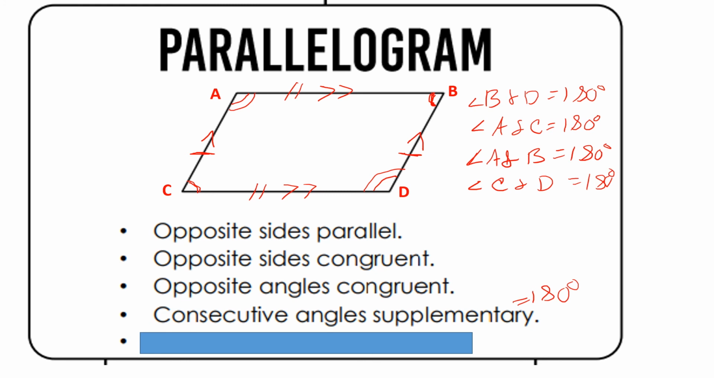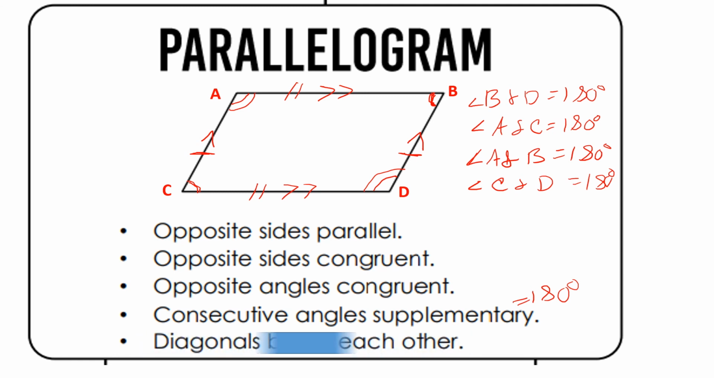So just to put it simply, on a parallelogram, the consecutive angles share a side because they are on the inside of the transversal. So these are my four pairs of consecutive angles. They are supplementary, meaning they equal 180 degrees.